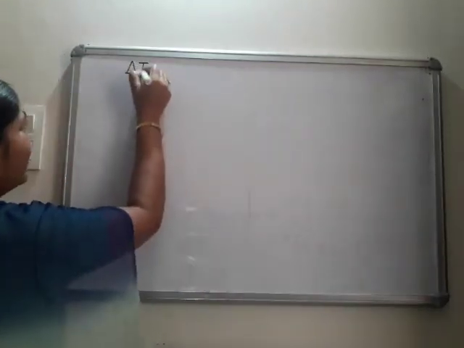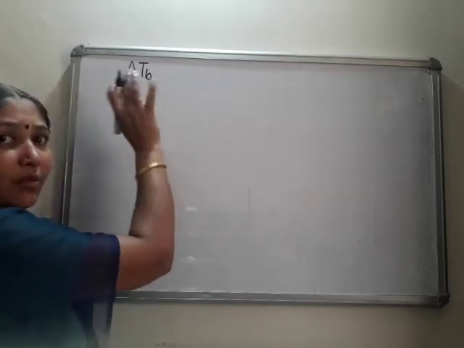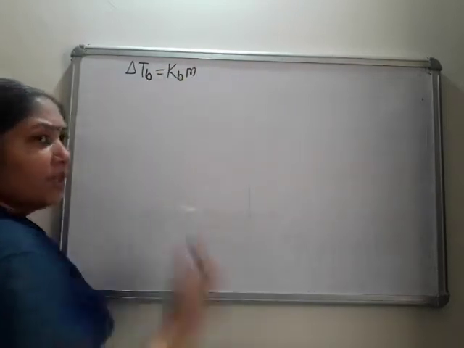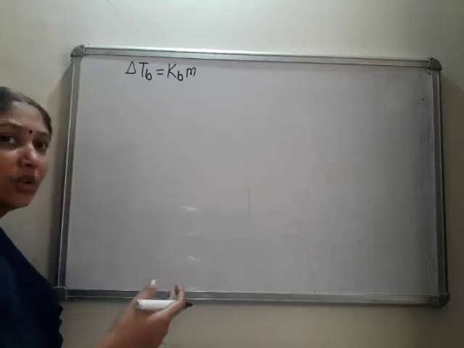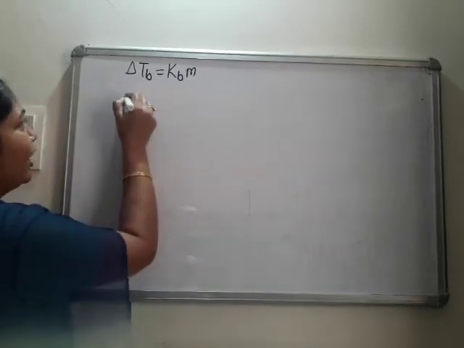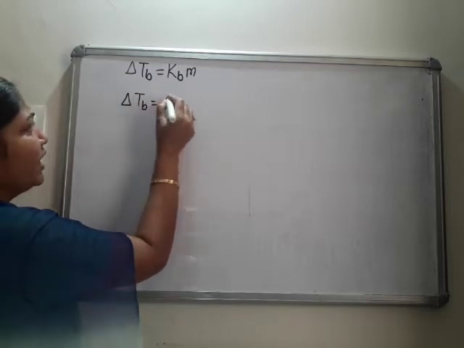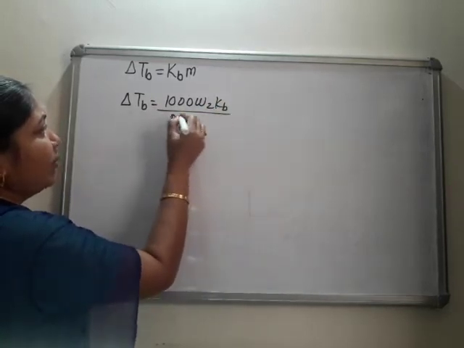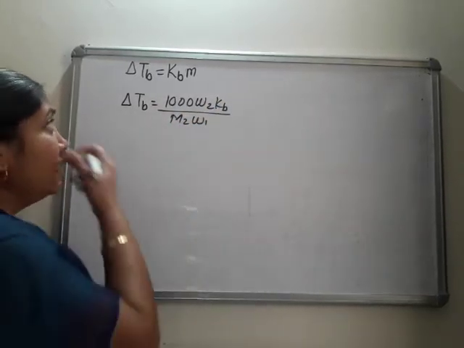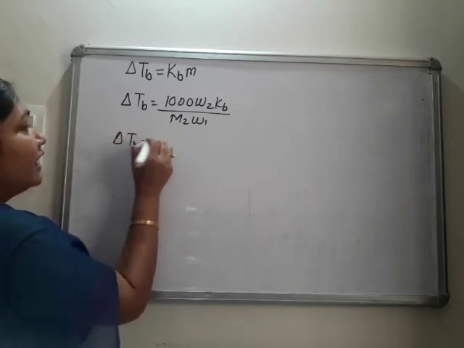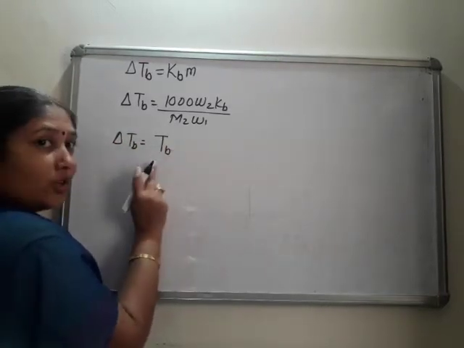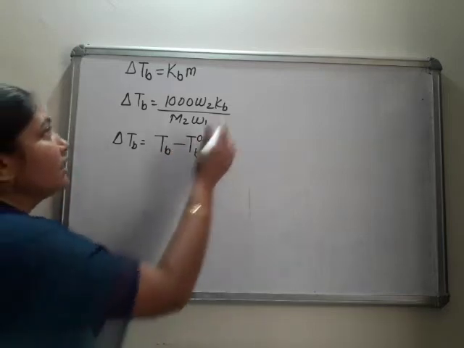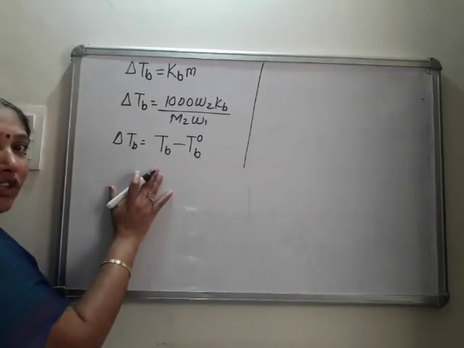So delta TB, that is difference in boiling point, or we call it as elevation of boiling point, is equal to Kb into m. M is molality. Write this. Delta TB is equal to Kb into m. And if we put value of m, then we get formula delta TB is equal to 1000 W2 Kb upon M2 W1. Okay. And what is delta TB? Delta TB is boiling point of solution minus boiling point of solvent. Okay, these are all related to elevation of boiling point.